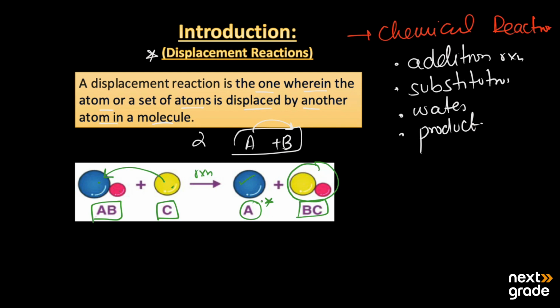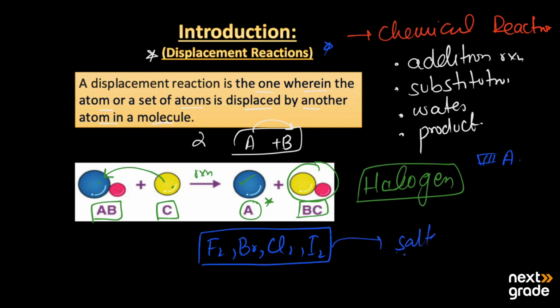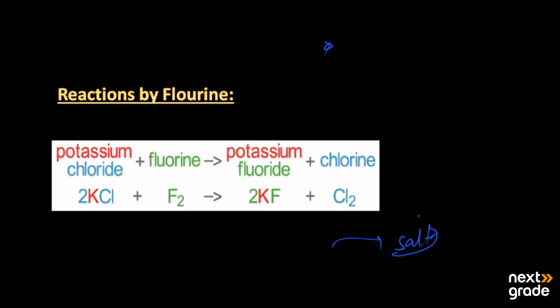Now, here we will talk about the displacement reactions done by the halogens. The halogens are basically the group 7 elements, and they include fluorine, bromine, chlorine and iodine. These halogens do the type of reaction which is called the displacement reaction when they react with specific types of salts. So let's have a look at these reactions one by one.